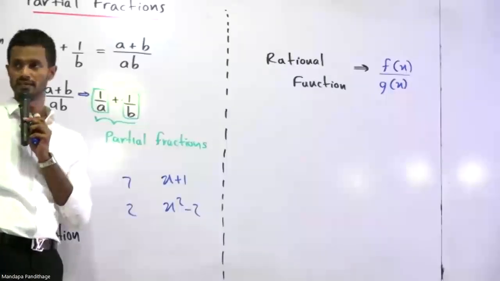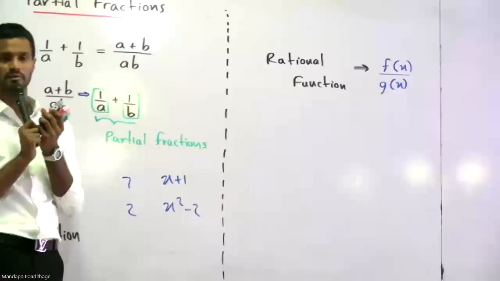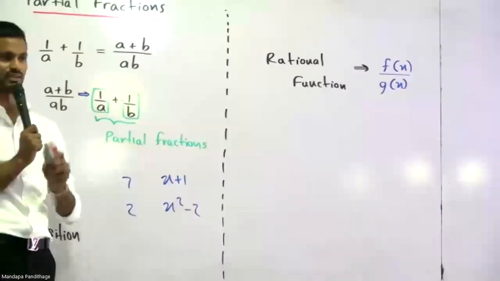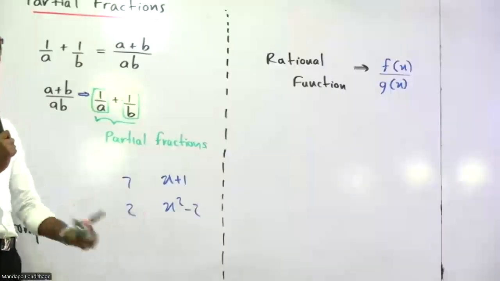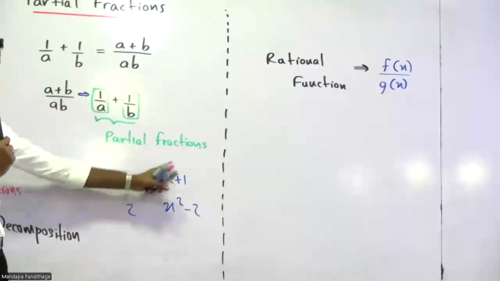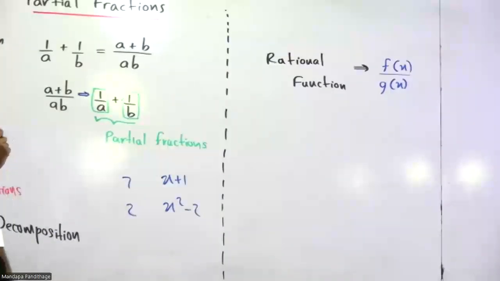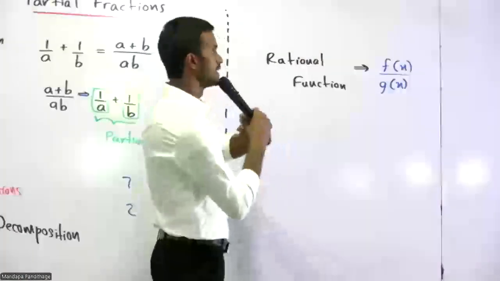Some students who have been here from day one still can't remember what the degree is. So if you can't remember, degree is the highest power of a polynomial. So here it's 1, here it's 2.